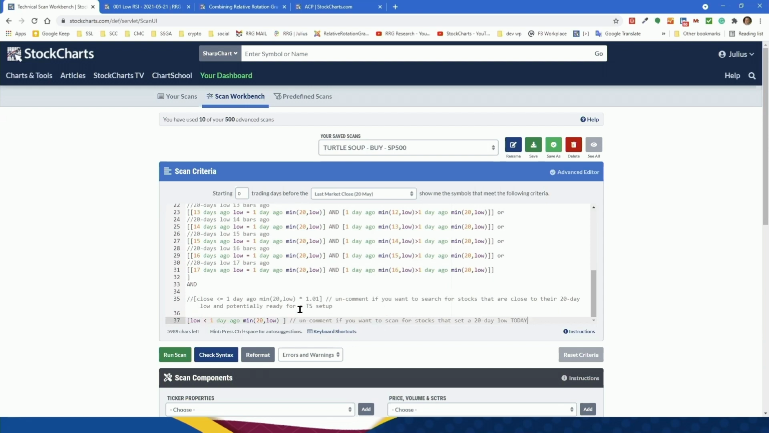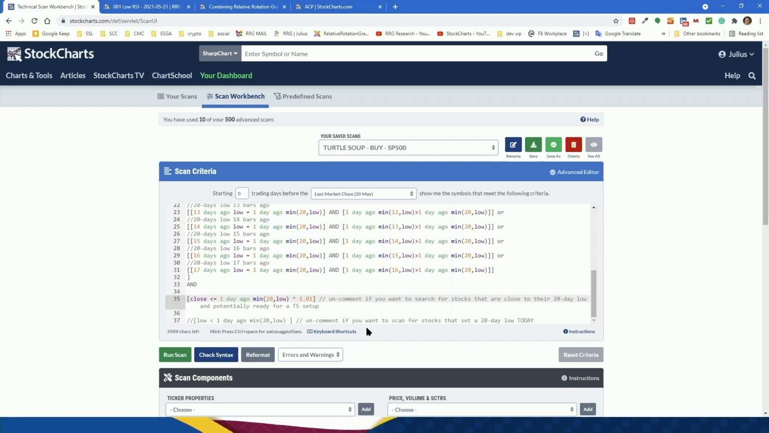And when this line is uncommented, it is looking for stocks that set a 20-day low today. So that's real time. You can then use the last intraday update. If you uncomment these lines and you use it at the last market close, then you are scanning after yesterday's closes are in.